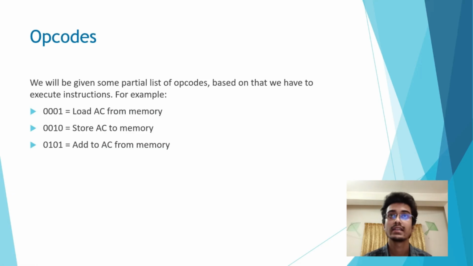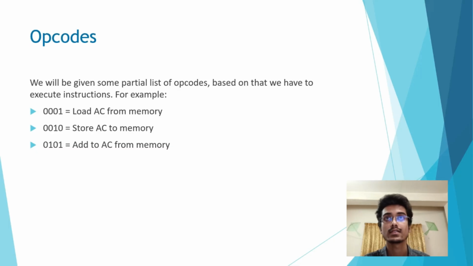Then there will be given some partial list of opcodes. Based on those opcodes, we have to execute instructions. For example, we have some binary opcodes: 0001. The decimal version of this binary code is 1. For 1 we will load AC from memory.